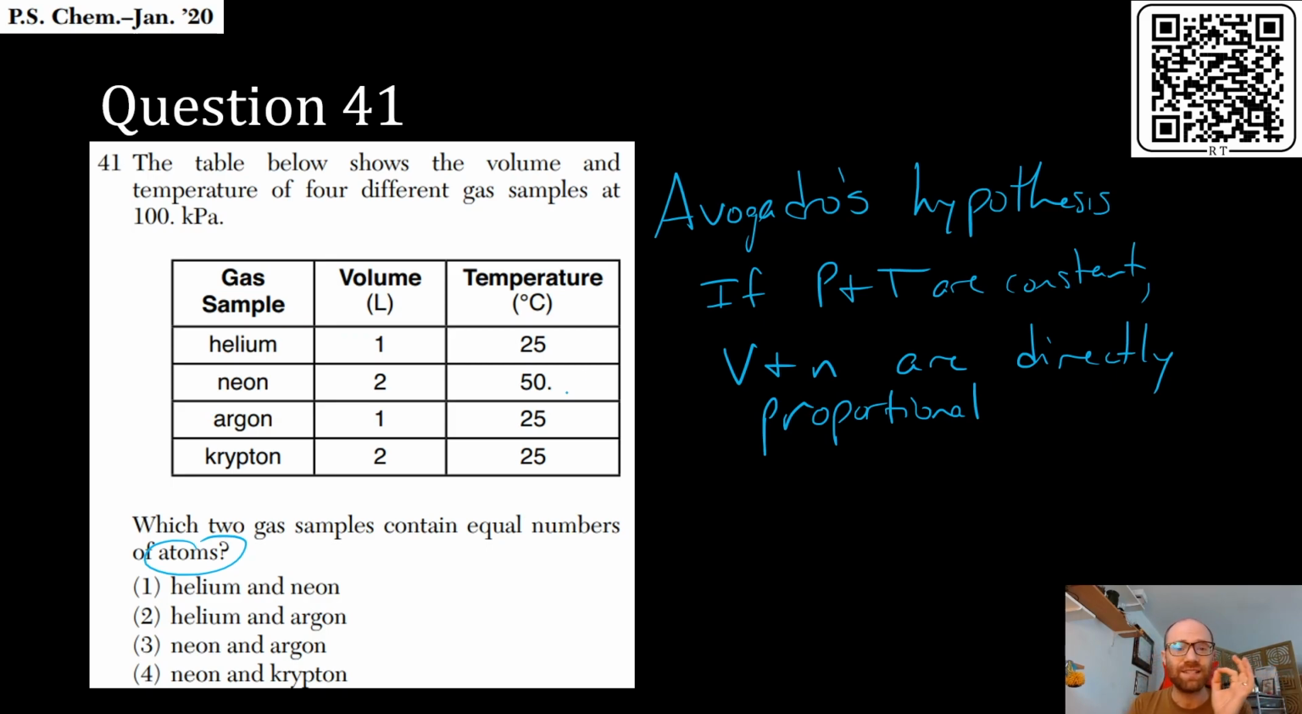But what we want is same temperature, same pressure. So we're told that they're all at the same pressure. Not worried about that. So if temperature is constant, then V and N are directly proportional. I want to get rid of this neon because the temperature is not the same as the other three samples, and that's going to be a lot of calculation. I don't think it's going to be the same number of atoms as any of the other samples. So now we're looking at helium, argon, and krypton. We got 1 liter, 1 liter, 2 liters. I like helium and argon. If the temperatures are the same, volume is the same number of particles. The krypton sample is twice as big. There's twice as much volume there, so there's going to be twice as many particles. Helium and argon is going to be our answer.